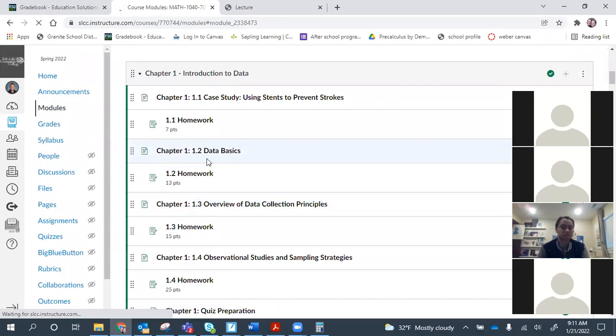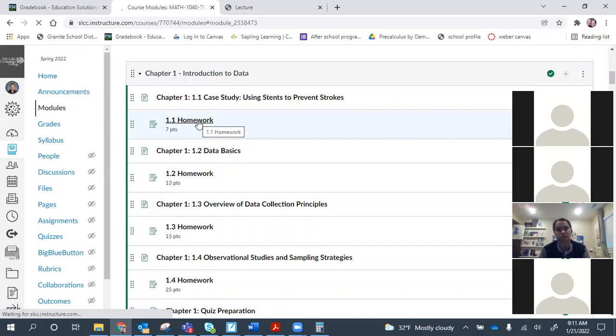And then if you click on the 1.2 data basics, you'll find the guided notes. It's actually just the same packet that we are in. We're just going to do the next page. We may even get started on 1.3. So if you're wanting to read two sections, go for it. But we might just do one. We'll see what happens.